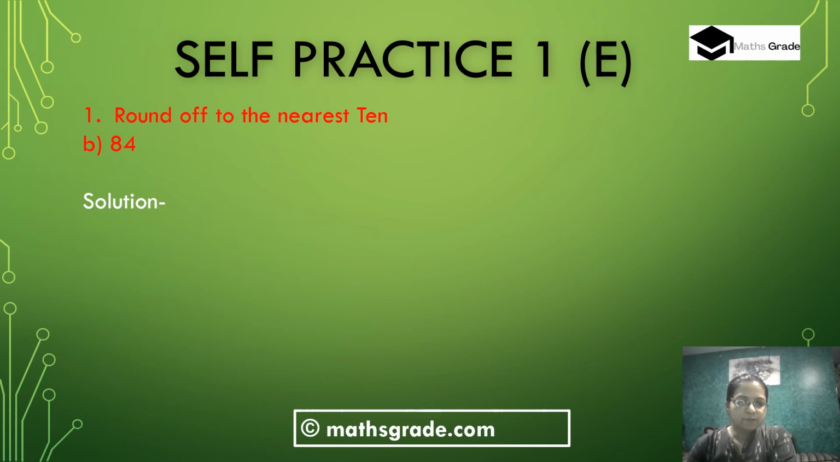Now question number second bit B, 84. 84 rounded up to the nearest 10. We have to round up this number 84 to the nearest 10. In 84, the unit place digit is 4, which is less than 5. So don't add 1 to the tens place digit and just write down the tens place digit as it is. That is, don't change 8 to 9. So just write down the tens place digit, that is 8. And in unit place digit, just write 0. That is 4 changes to 0. So 84 rounded off to the nearest 10 will be 80.